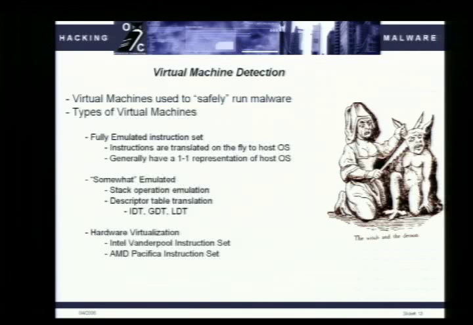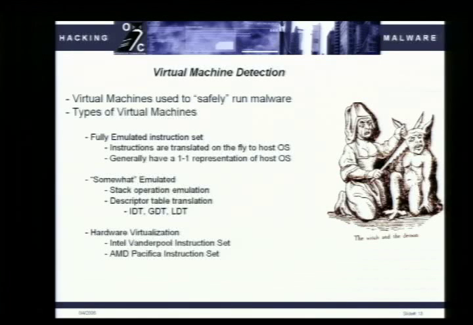So virtual machines are important for the malware analyst because it's important to have some level of safety. You don't want to infect your root machine. Not that it doesn't happen, but there's a few different types of virtual machines. The first one is a fully emulated instruction set, and this is where the instructions are translated dynamically on the fly from the host OS. These have a 100% being emulated. Things like Bochs, it's really slow. That's because it's doing this one-to-one emulation.